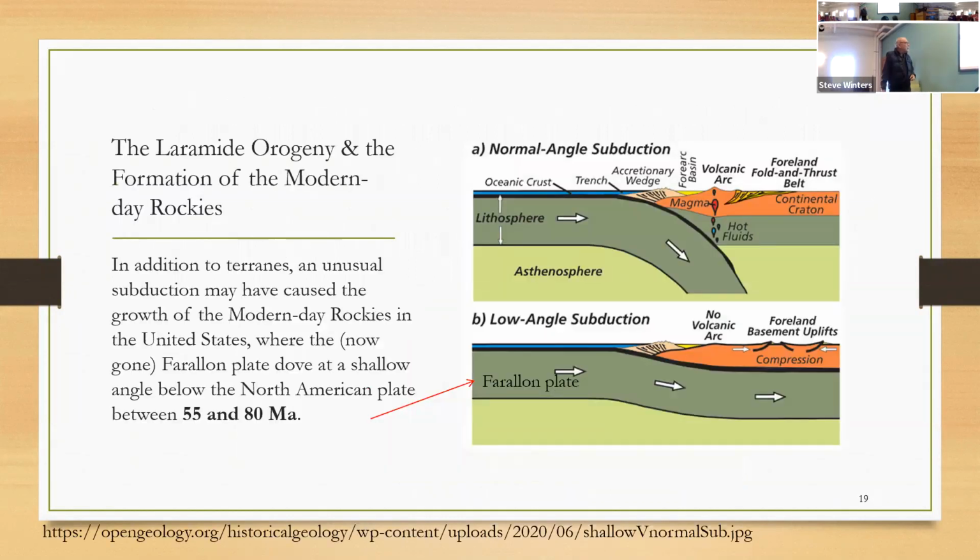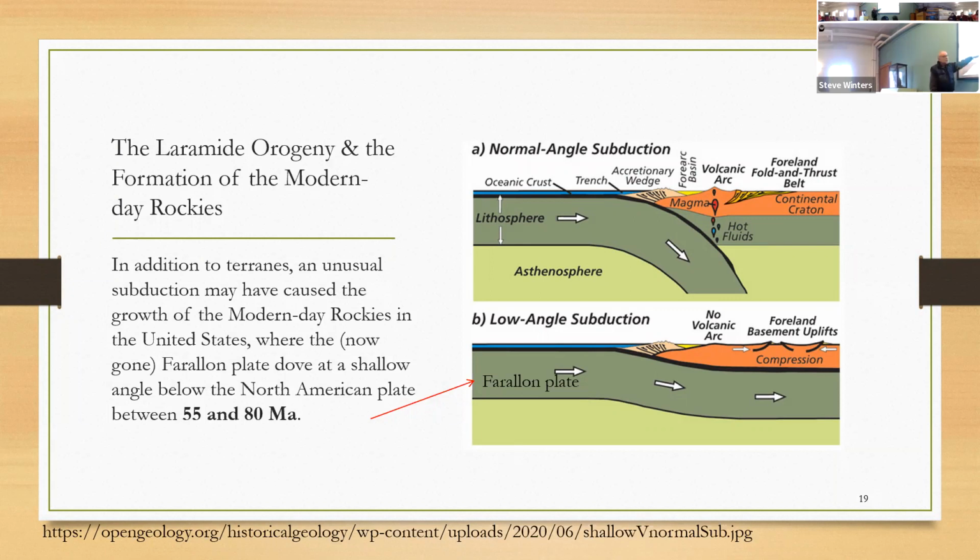Now, the Laramide orogeny, or mountain forming event, was very peculiar. Starting about 80 million years ago, the ocean plates in the Pacific were beginning to be subducted under North America, but along comes the Farallon plate, which no longer exists, by the way, it's completely gone. The Farallon plate, however, was subducted at a very shallow angle. Why? We don't know. This is mainly a hypothesis, but it's the best one we've got.